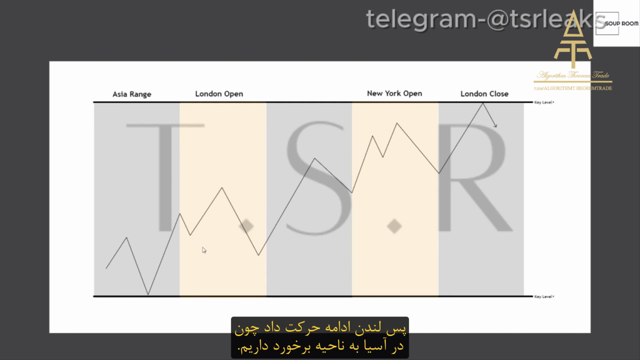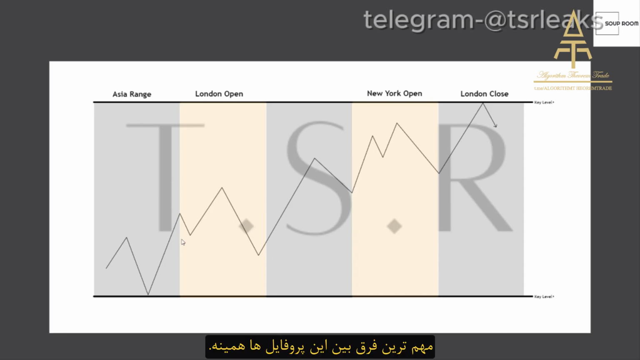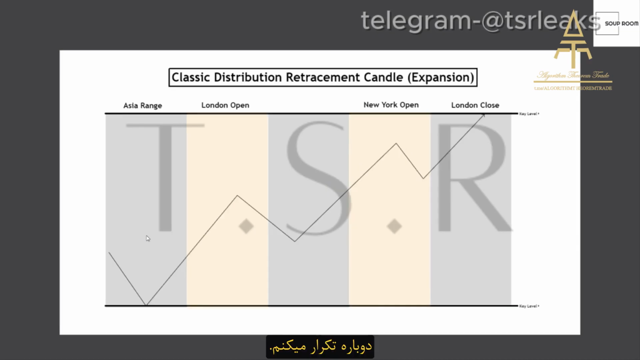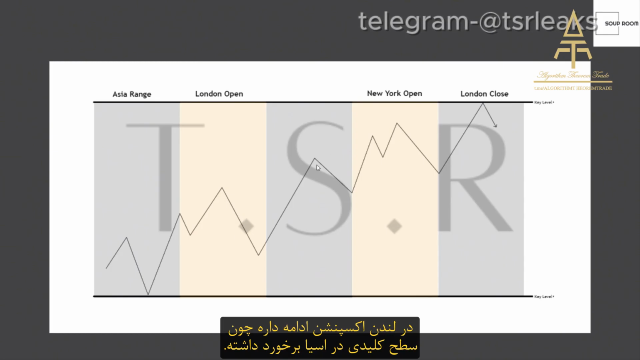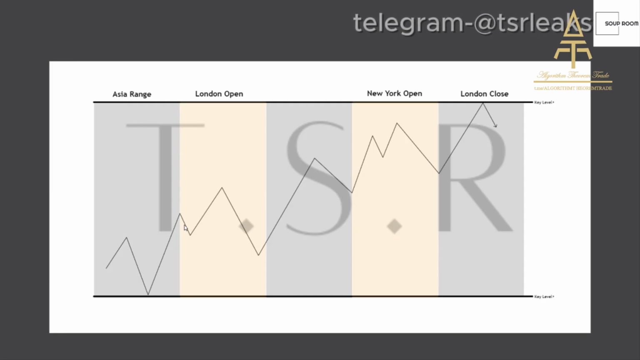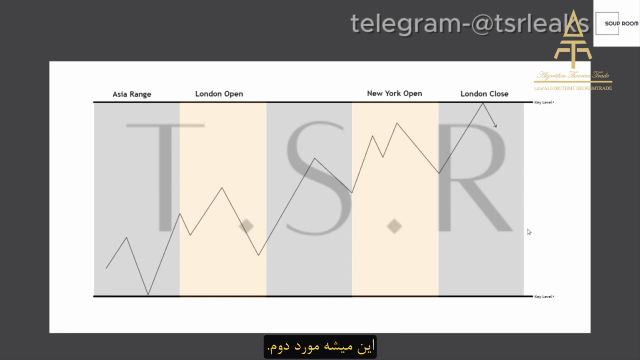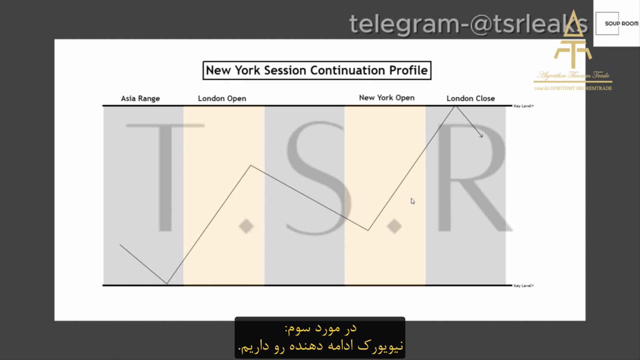So London Open will continue expanding because the key level was already hit during the Asia range. So that's the most important factor of this profile and how it differentiates from the first one. Let me repeat it so you guys don't get confused. The London Open will continue the expansion to the upside because the key level was hit and tested during the Asia session, causing a reversal. Okay? Very important. So that finalizes the second daily market profile. Let's move on to number 3, which is the New York session continuation profile.